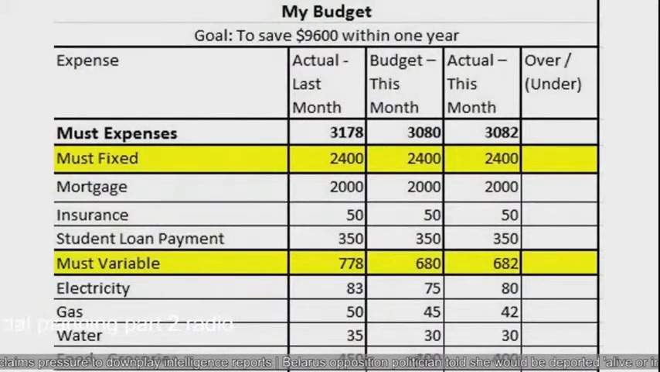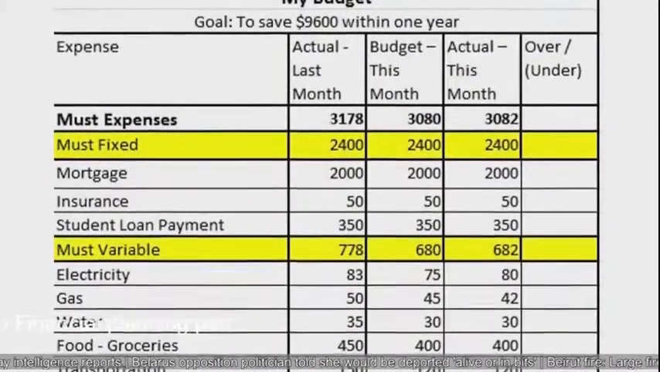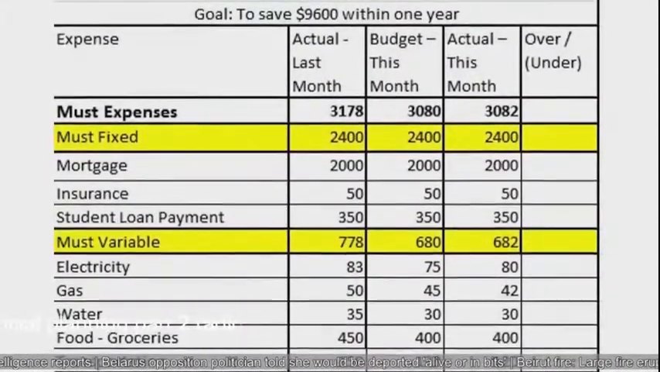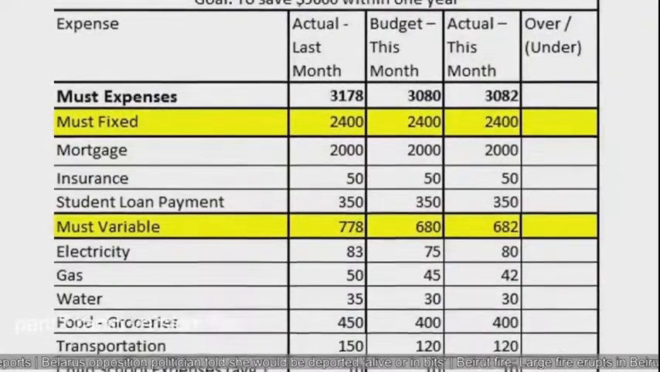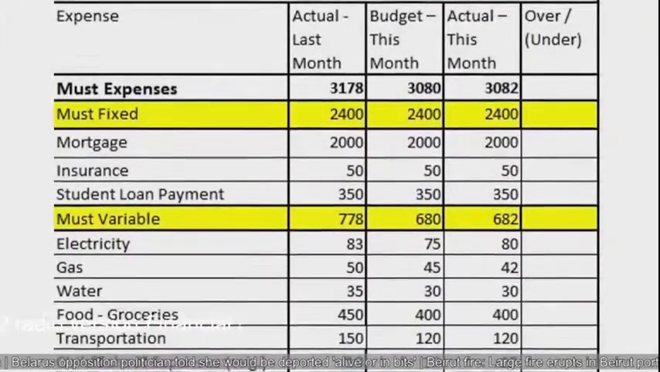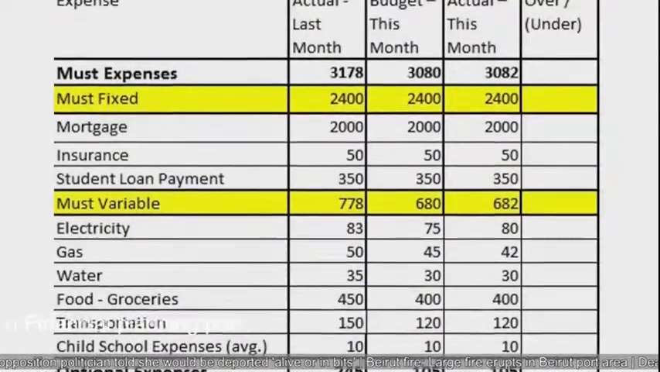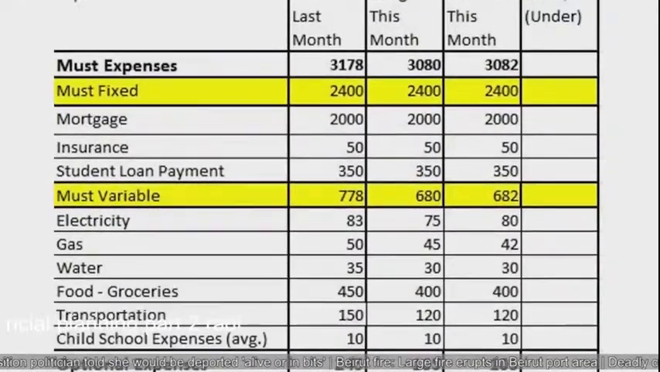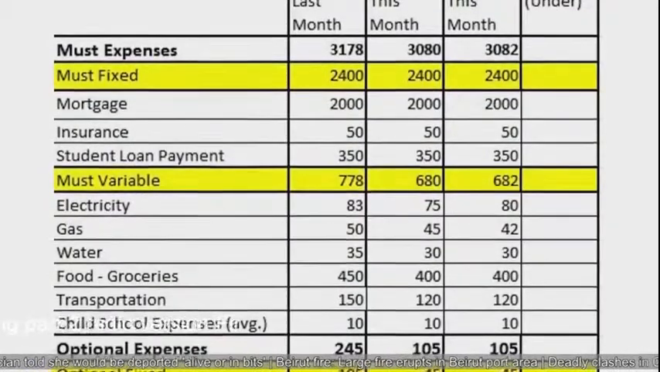Now, they decided they want to reduce that expense somehow, and later we'll see exactly how they decide to reduce it. How did they do with their must variables? As we go down, you'll notice the must variables. They spent $778 on must variables. Electricity, $83. Gas, $50. Water, $35. Food, groceries, $450. Transportation, $150. And their child's school expenses, an average of $10 for the month, for a total of $778 in variable expenses.